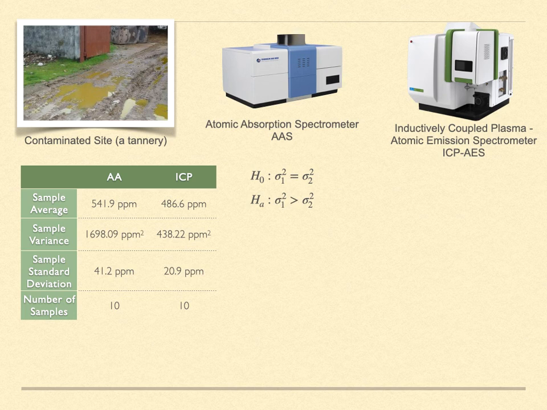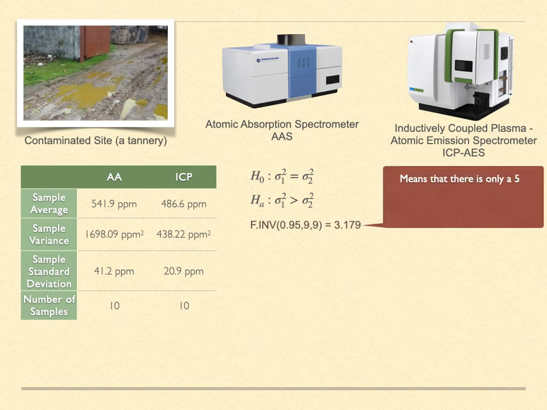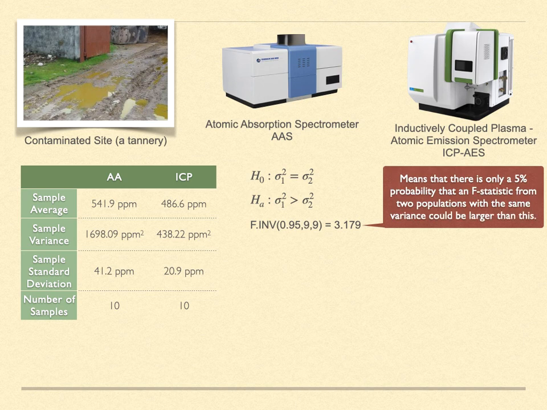Can we reject the null hypothesis with 95% confidence? Now remember that this is based on the degrees of freedom for each data set. Both sets used 10 samples, so the degrees of freedom for each is 10 minus 1, equal to 9. By the use of an F-table, or by going to Excel, we find that F.INV(0.95, 9, 9) is equal to 3.179. This is the critical value to consider.